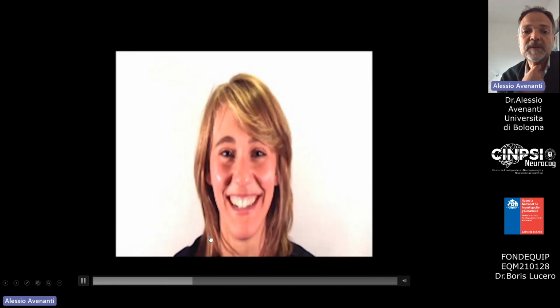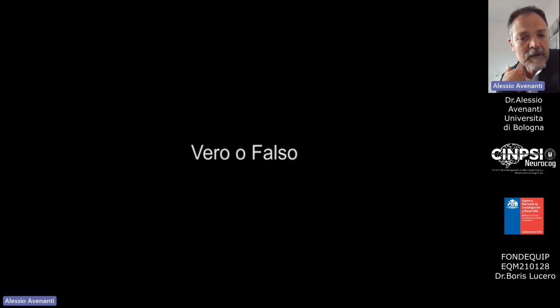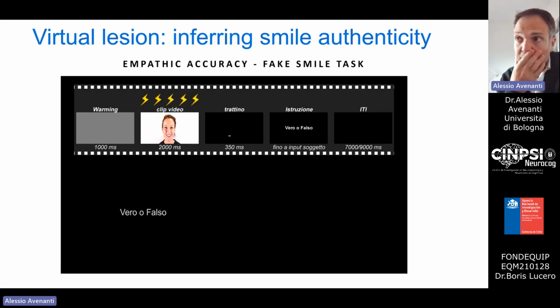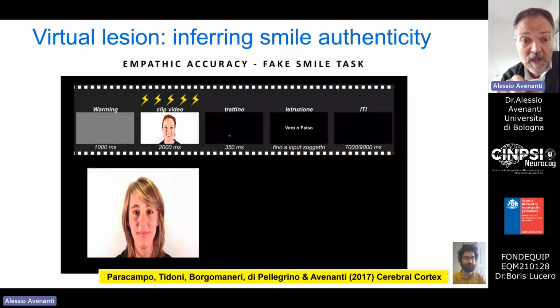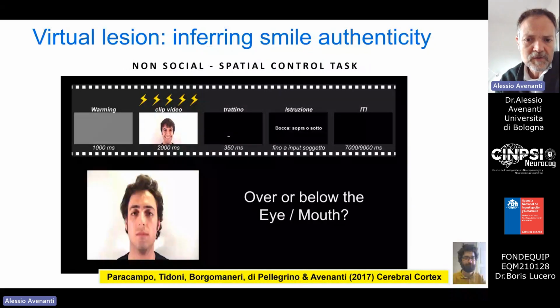Just to provide another example, we also used this approach to interfere with videos like this, asking people to discriminate whether this is an authentic or a fake smile. And we perturbed different brain regions, for example, the face representation in the premotor cortex or in the somatosensory cortex, because the idea is that when you observe a smile like this, in order to make an inference about the amusement that the person is truly feeling, you have to simulate the facial expression in your brain. So you need to activate sensory motor regions, and we tried to interfere with these regions during a task like this, and also a control task.